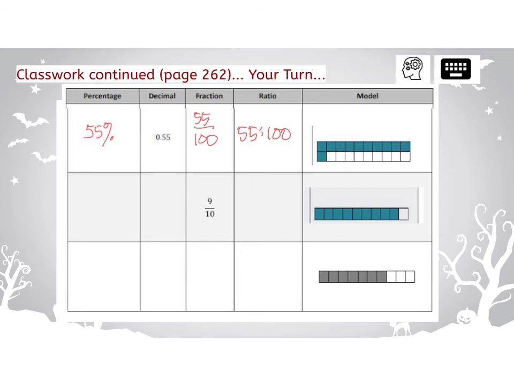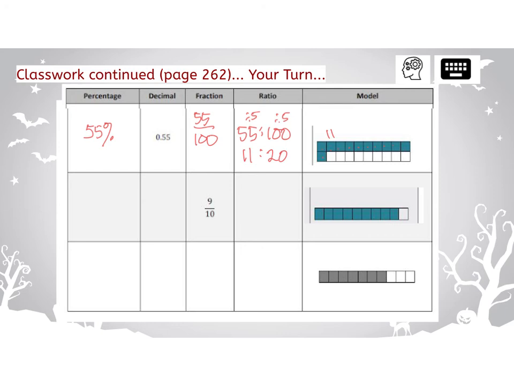Okay, so here's their model. Let's see. 10, 20, 30, 40, 50, 60. Oh, I know what they did, they divided by 5, and I get 11 and 20. So this is 10, 20, 30, 40, 50, 60. That is 10 and that's 11. So that's the 11 out of a total of 20. Okay, that's good. That works.